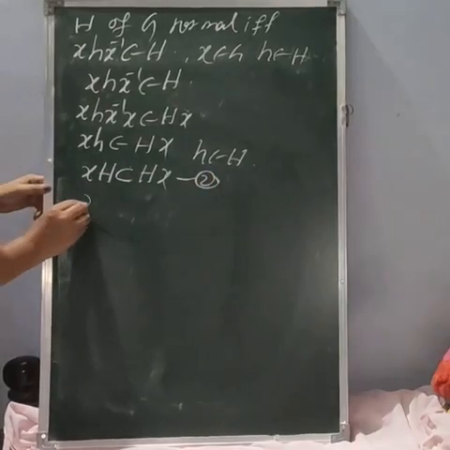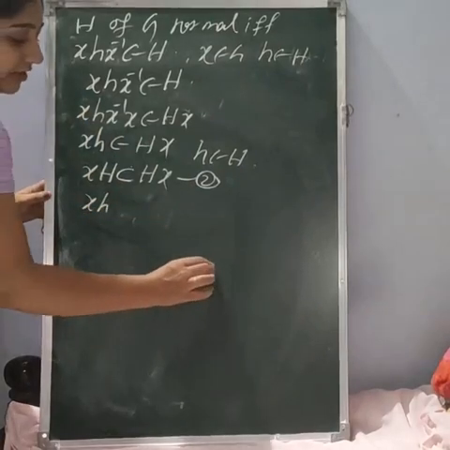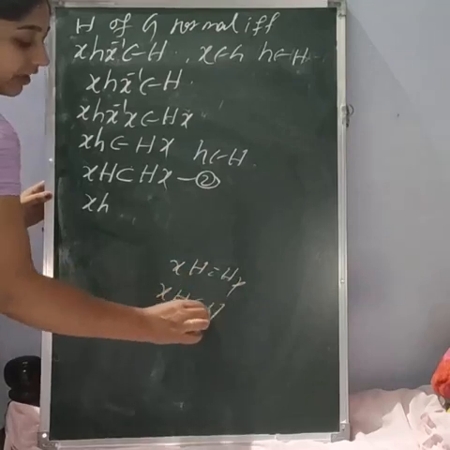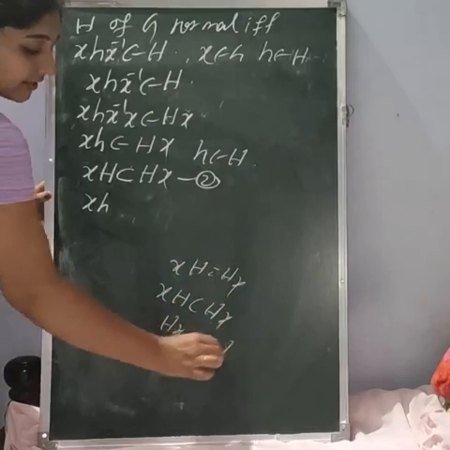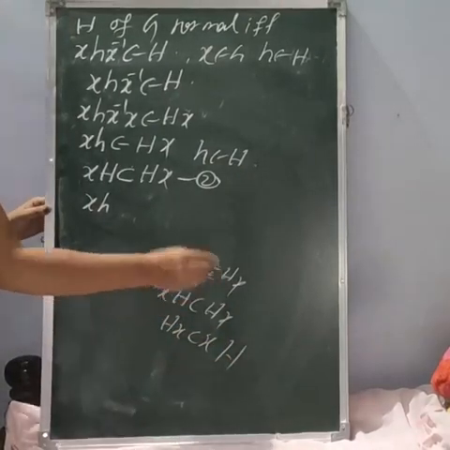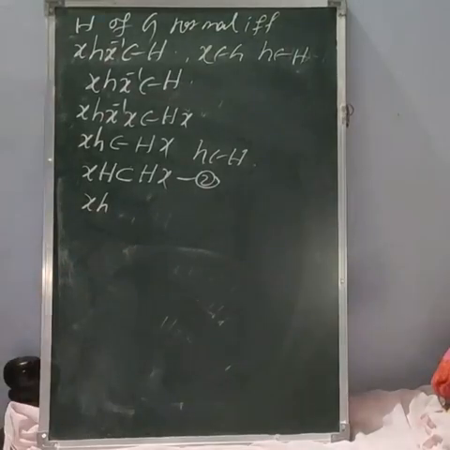Next, again we will take the same x, because to prove xH is equal to Hx, if we prove xH is a subset of Hx and capital H x is a subset of xH, both are subsets of each other, that is nothing but they are equal. So we proved one part. Now similarly we will try to prove the second part.